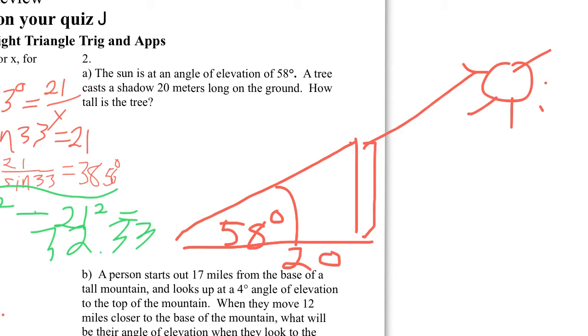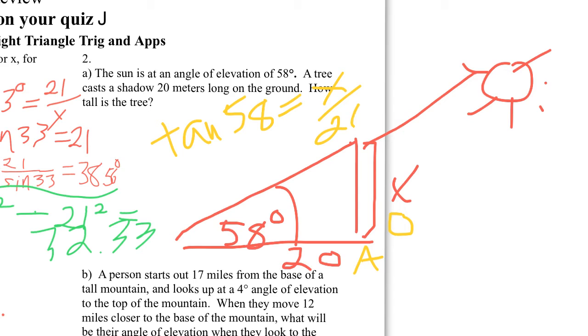What we need to do is to figure out what this height is. So looking here, this is the opposite, the adjacent. I'm going to use the tangent ratio based on these two sides. So we're going to have tangent 58 is equal to x over 20. If I multiply both sides by 20, I get 20 tan 58 is equal to x.